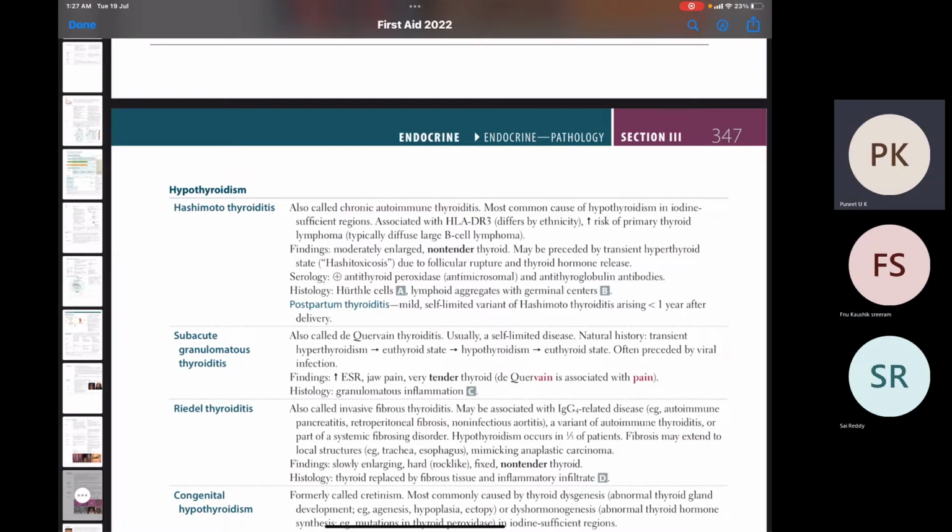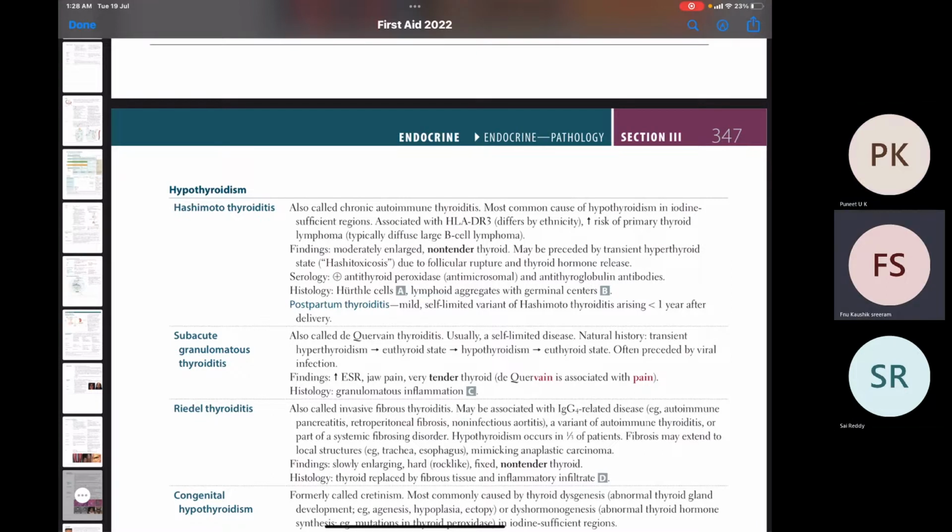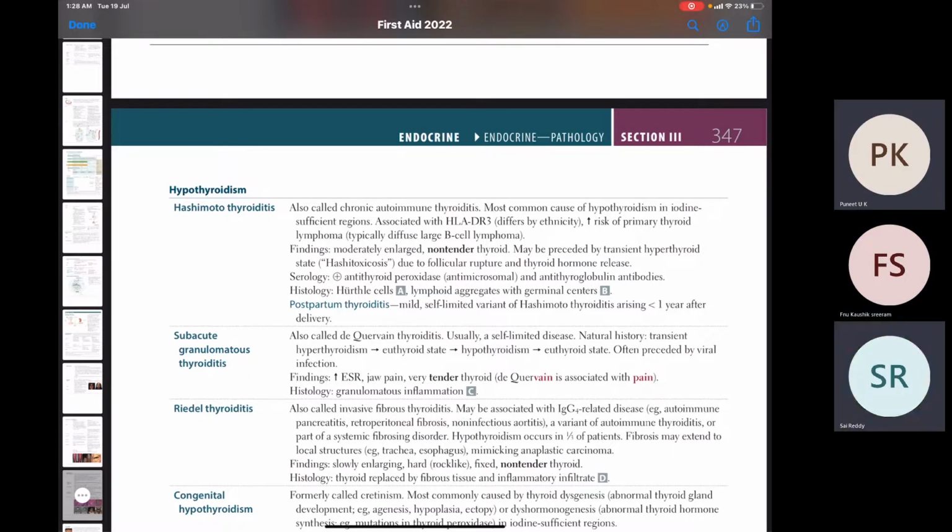Next we shall do Riedel's thyroiditis. This is also called invasive fibrous thyroiditis. We will see why. It's basically associated with IgG4, so all the conditions associated with that, like retroperitoneal fibrosis, autoimmune pancreatitis, and all of those things. It's basically a part of a systemic fibrous disorder. So, what other fibrous disorders do you know?